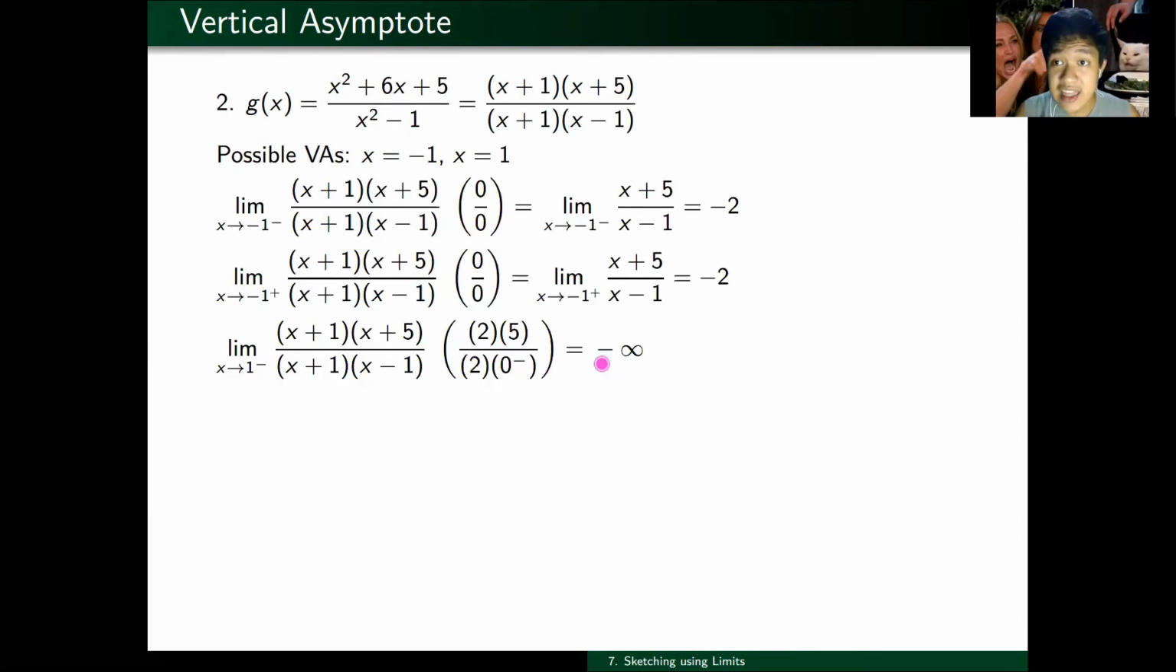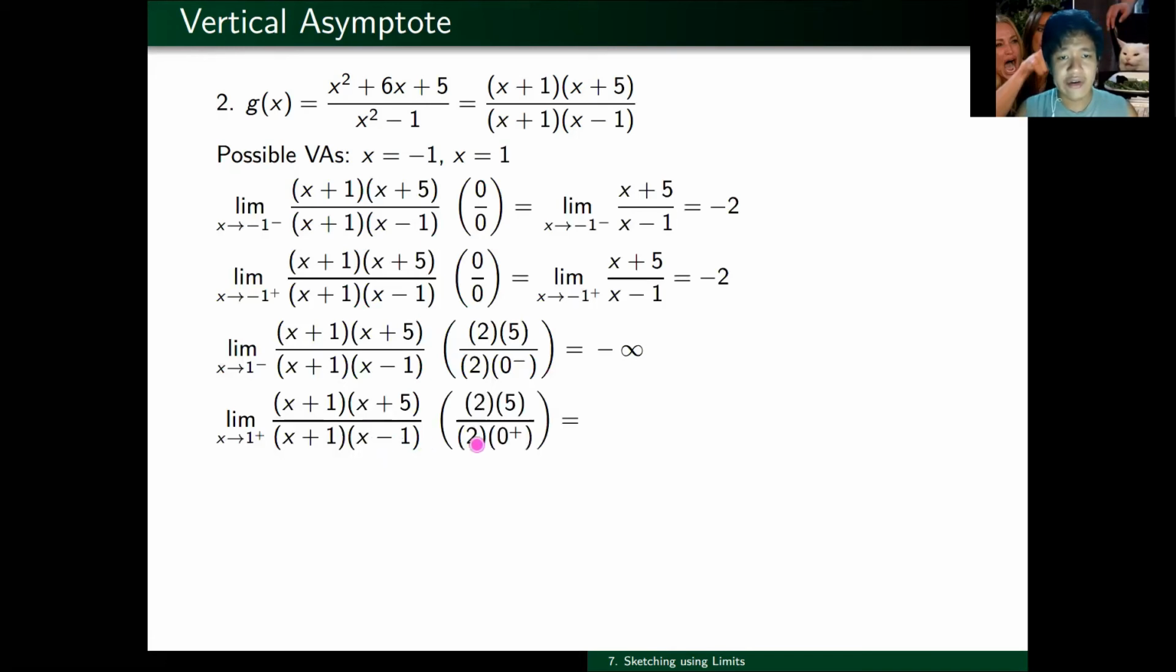Pero check na rin natin. Again, kailangan natin mamaya lahat ng side limits. So, one side limit. So, might as well practice, no? So, if I do that, if I plug in 1, everything remains the same, except sa x minus 1, dun lang yung magbabago. It will become 0 plus. And this time, it becomes positive infinity. My vertical asymptote is only x equals 1.